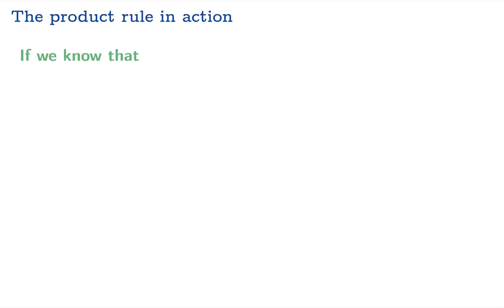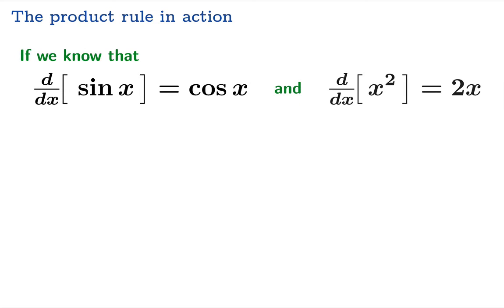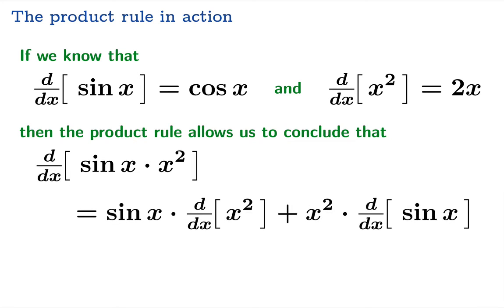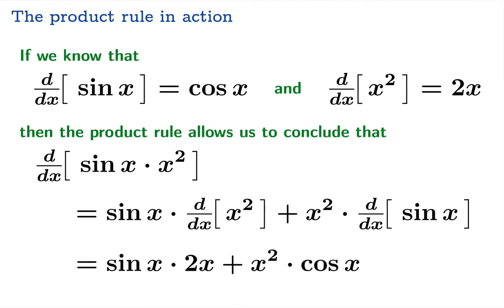Let's try a more complicated example. If we know that the derivative of sine is cosine and the derivative of x squared is 2x, then the product rule allows us to conclude that the derivative of the product, sine x times x squared, is going to be sine x times the derivative of x squared plus x squared times the derivative of sine x.